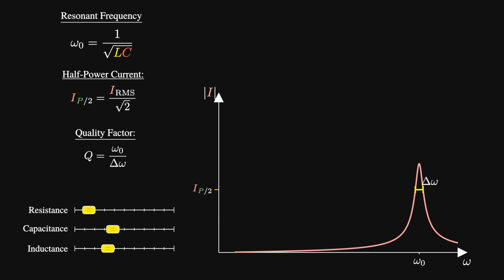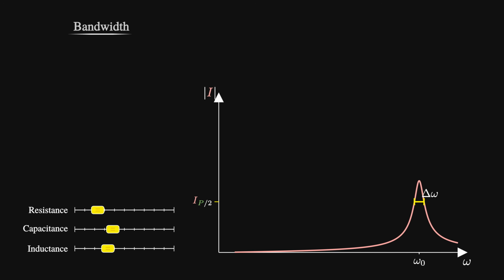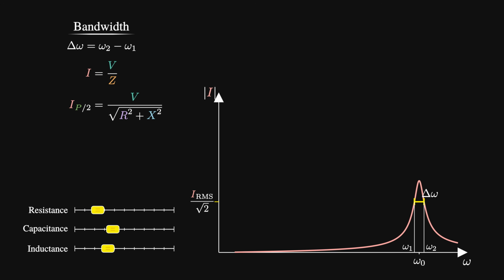So let's see if we can express the bandwidth and quality factor in terms of R, L, and C. The bandwidth is the difference between omega 1 and omega 2, which are the frequencies when the current is IRMS over square root 2. Using Ohm's law, we can say that any current is equal to the input V over Z, and for our half power current, Z is the square root of the resistance squared plus the reactance squared, as the reactance is not 0.